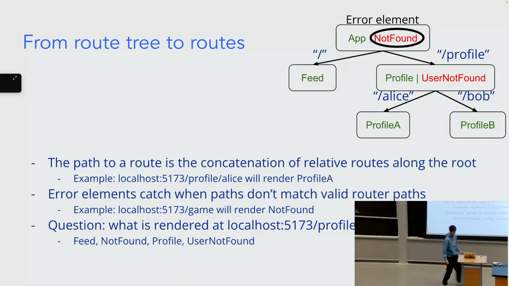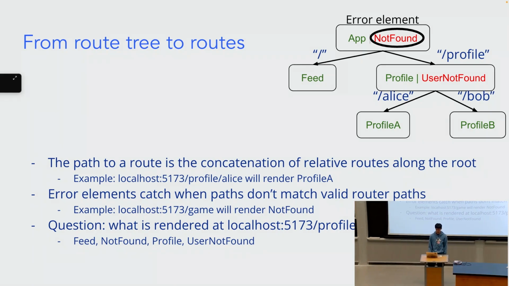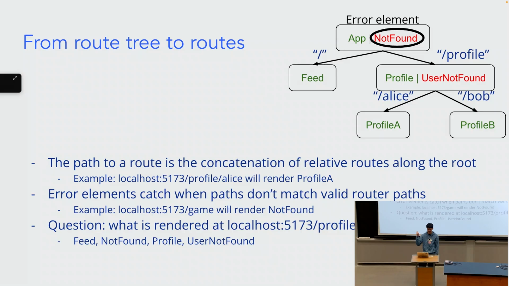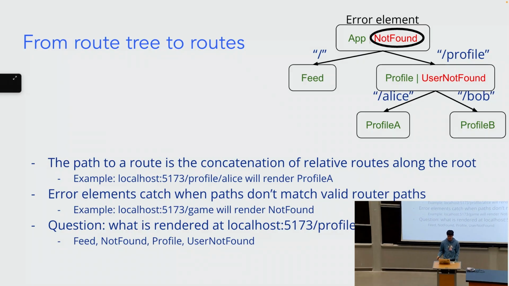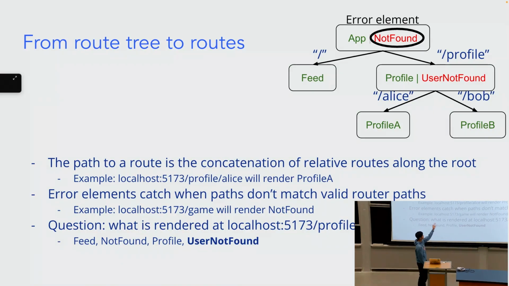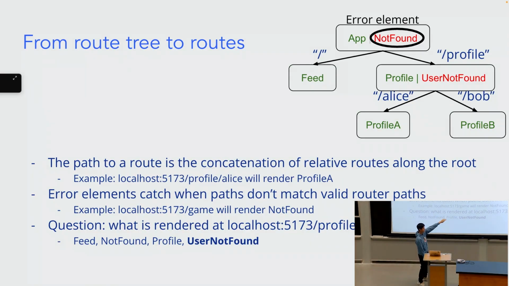So I have another question for all of you. Which one of the components would be the one that is rendered at localhost 5173/profile/Charlie? Would we see feed, not found, profile, or user not found? Maybe again, finger like one for feed, 2 for not found, 3 for profile, and 4 for user not found. What do we think? Cool. I saw basically all fours. That's correct. We start from the root. We'll go to /profile, and then in /profile, we'll try to go to /Charlie, but it won't exist, so we'll see a user not found.